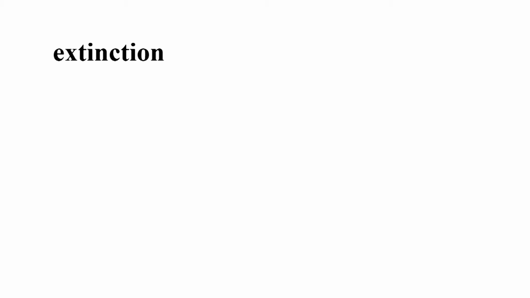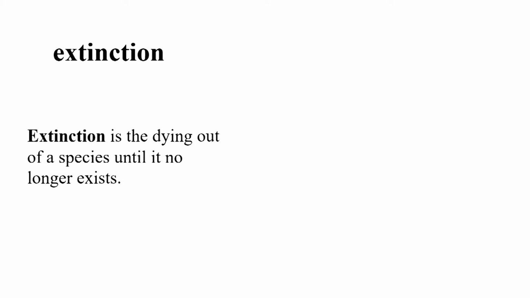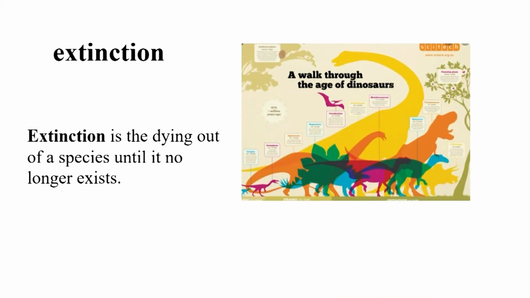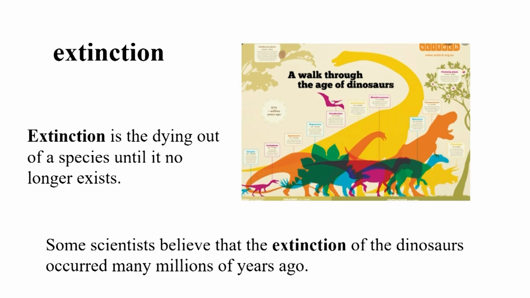Our next word is extinction. Repeat after me. Extinction. How many syllables are in extinction? Extinction. Yes, 3. Extinction is the dying out of a species until it no longer exists. Let's try to use it in a sentence. Some scientists believe that the extinction of the dinosaurs occurred many millions of years ago. Miss Julianne, can you think of any animals that have been through extinction? I can. The dodo bird. That's right, the dodo bird.